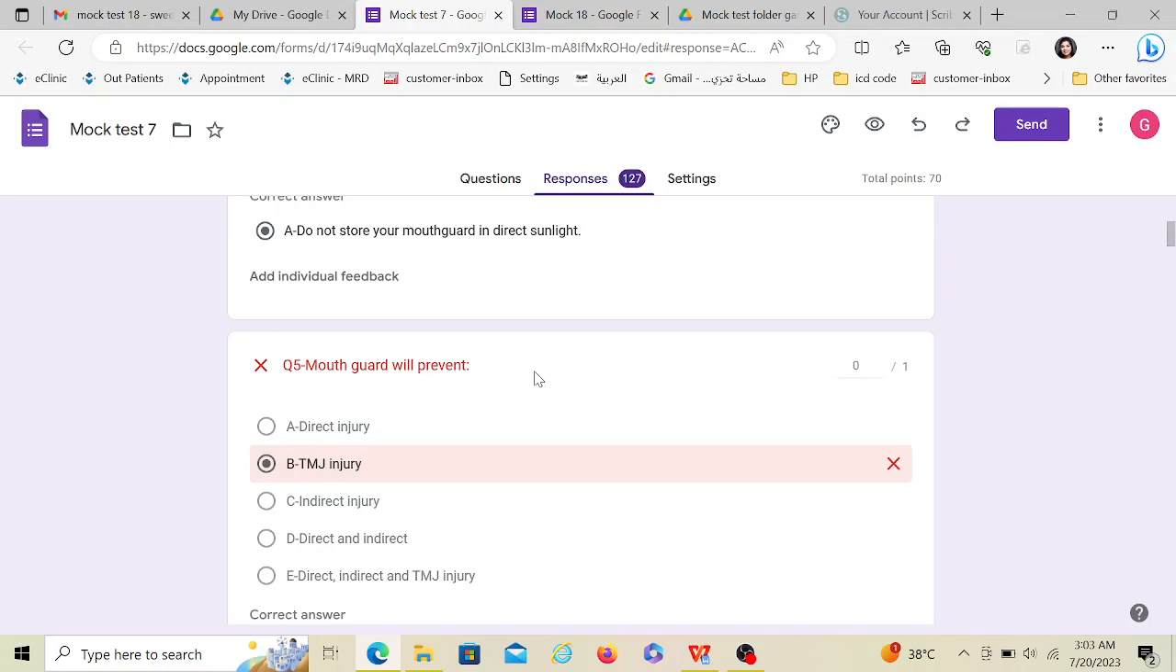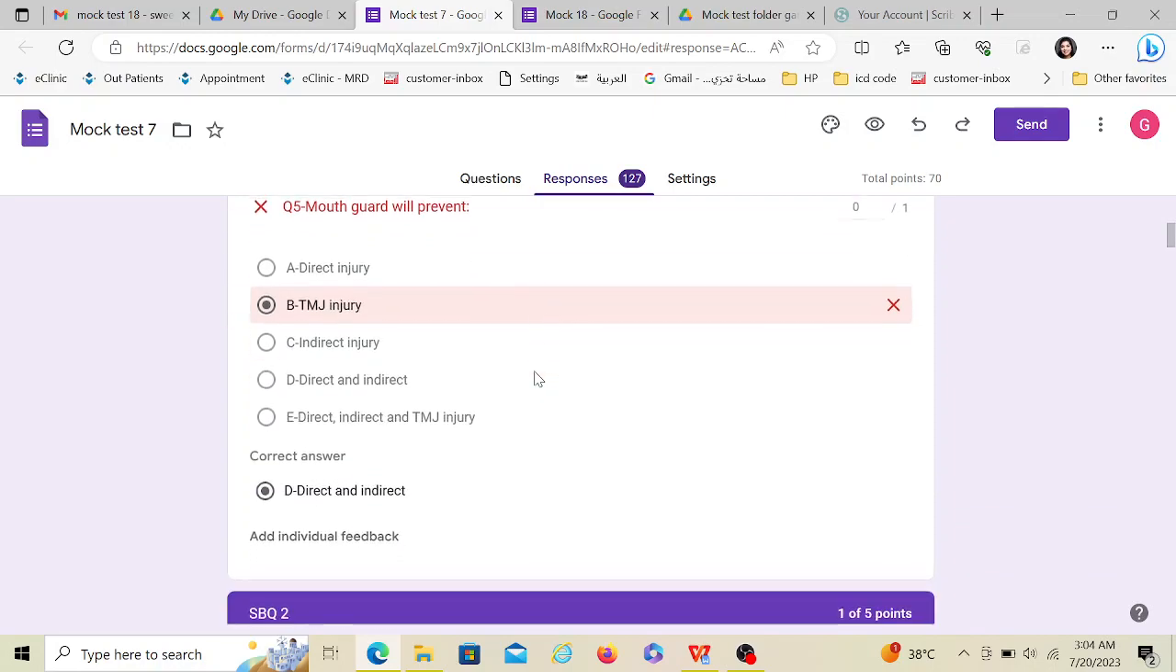Coming to TMJ injury, if somebody punches you directly on your TMJ joint, even if you're wearing a mouth guard, it cannot prevent a TMJ injury. So it cannot prevent a TMJ direct injury. It can help prevent indirect TMJ injury. But when I just say TMJ injury, I have to take the direct and the indirect components also. So my answer would be direct and indirect injury. It's going to prevent. It cannot prevent a TMJ injury.